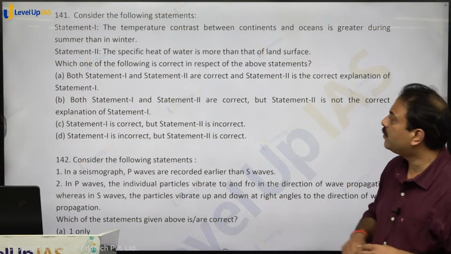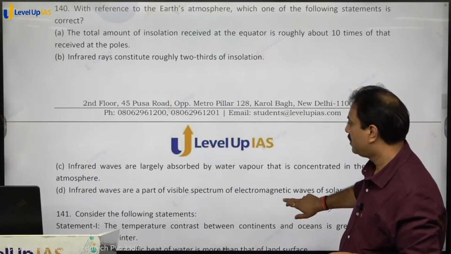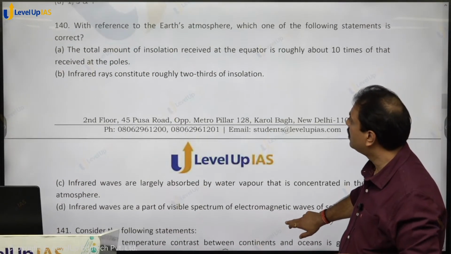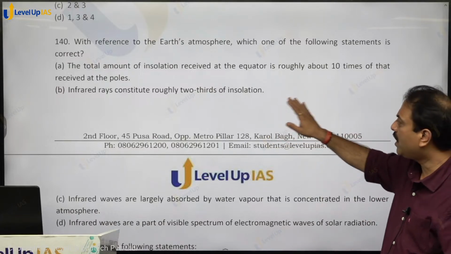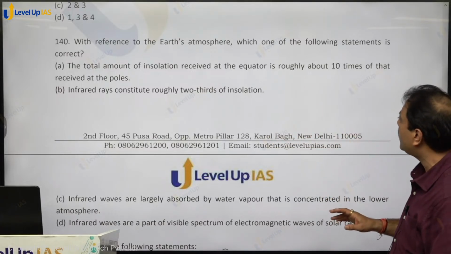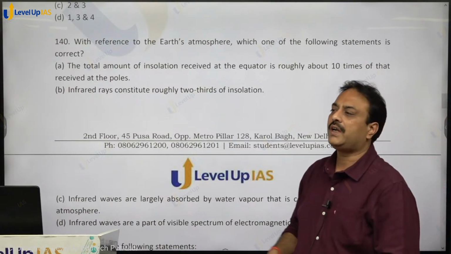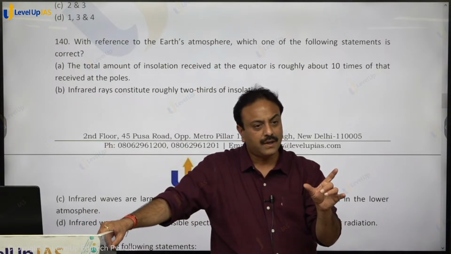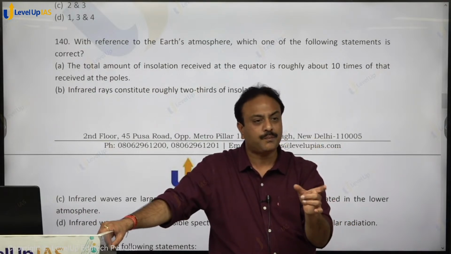Question 140, this one. The total amount of insolation received at the equator is roughly about 10 times that received at the poles. The total insolation received on equator, if we take it as 100%, then almost 42% as per the calculated figure reaches the polar area.